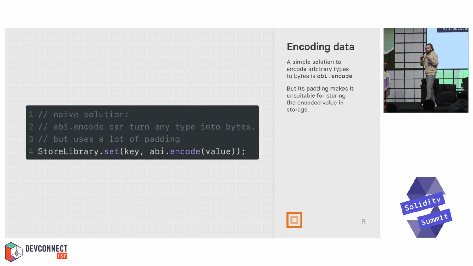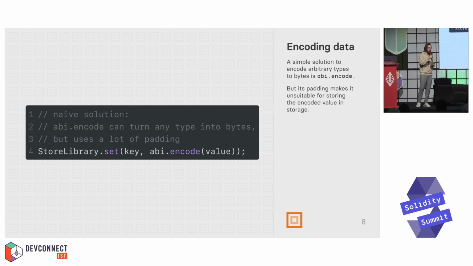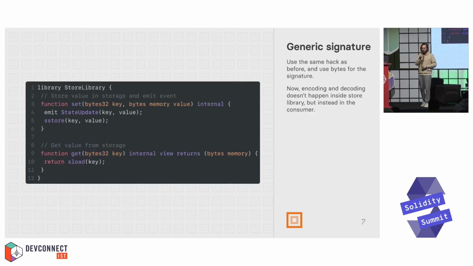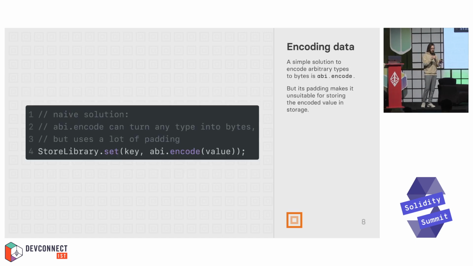There's actually a very simple solution to that. We could just use abi.encode, and that is what we did use in the beginning, which turns essentially any type you want to pass into bytes, and then we can just use that here. So with library.set, we give our key, which is still bytes32, and then we put in any value we have, that could be our custom struct, and it turns it into bytes. The problem here is that ABI encode adds a lot of padding, and so if we want to store that in storage, like we do here in our library, then that creates a lot of overhead in storage. And so it's a little suboptimal.